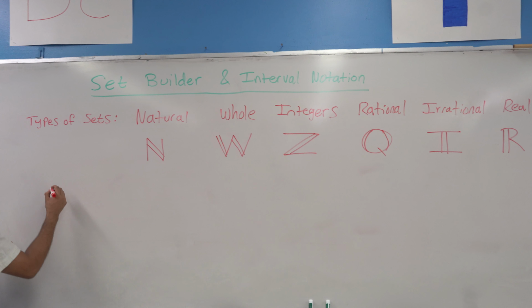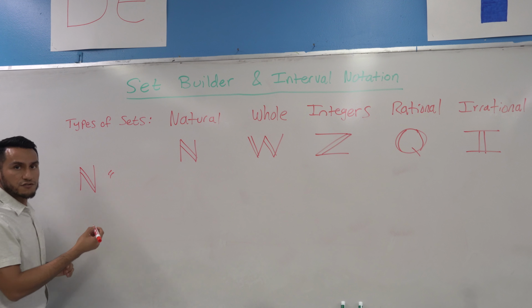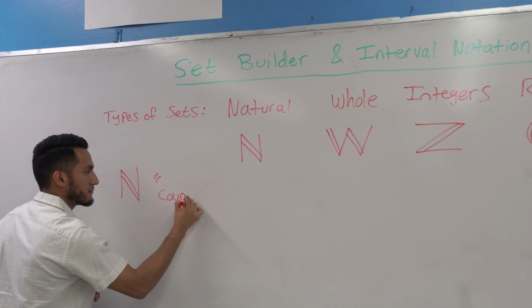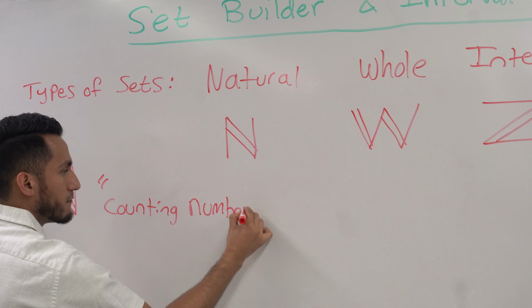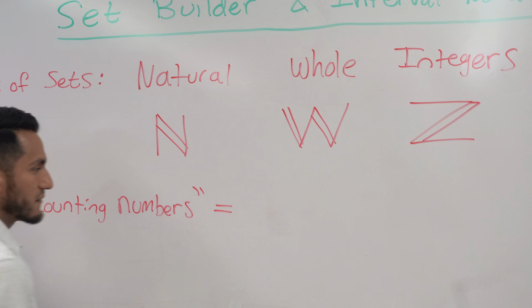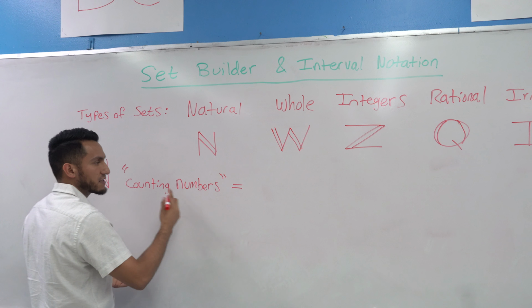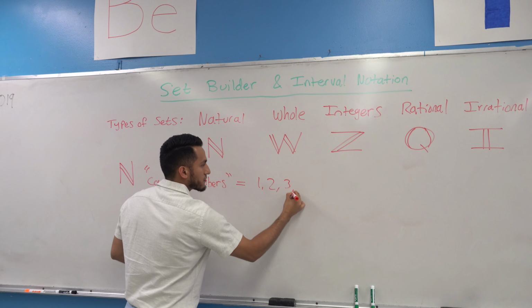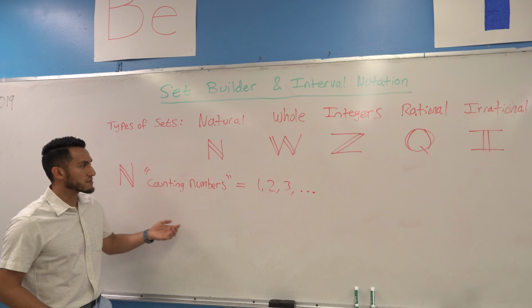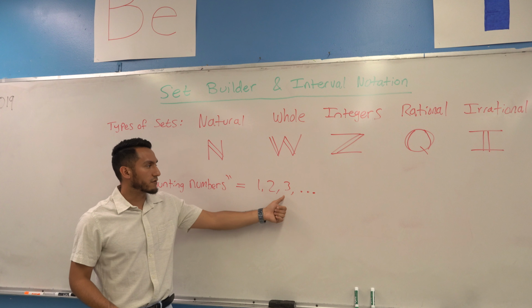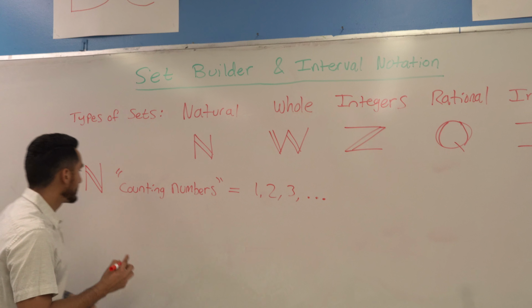The natural numbers, they're also known as your counting numbers. Just because the counting numbers start with 1, 2, 3, 4, that's how we're going to name these. These are the 1, 2, 3, and it keeps going. They're your natural numbers. They begin with 1, and then 2, 3, and they keep going. The 3 dots represent that it keeps going forever. It doesn't have an end.